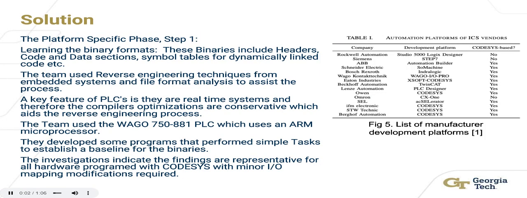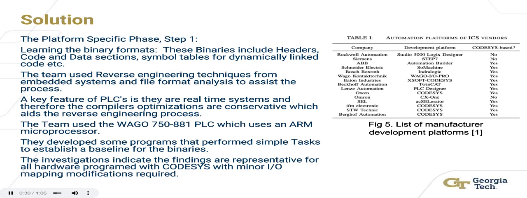The platform-specific phase, Step 1, learning the binary formats. These binaries include headers, code and data sections, symbol tables for dynamically linked code, etc. The team used reverse engineering techniques from embedded systems and file format analysis to assist the process. A key feature of PLCs is they are real-time systems, and therefore the compiler optimizations are conservative, which aids the reverse engineering process.